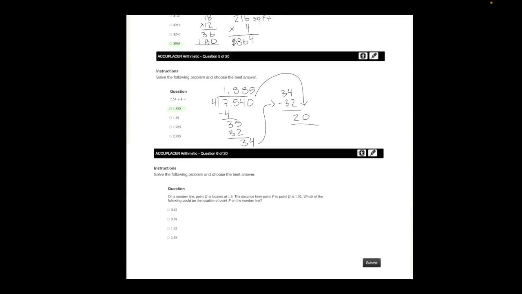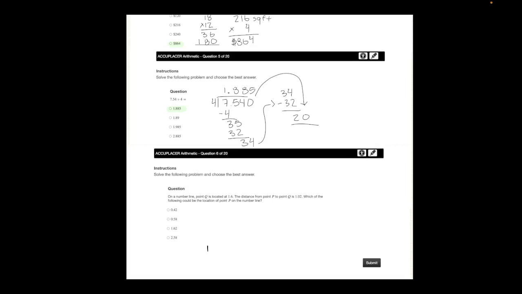Okay. On a number line, point Q is located at 1.6. The distance from point P to point Q is 1.02. Which of the following could be the location of point P on the number line?